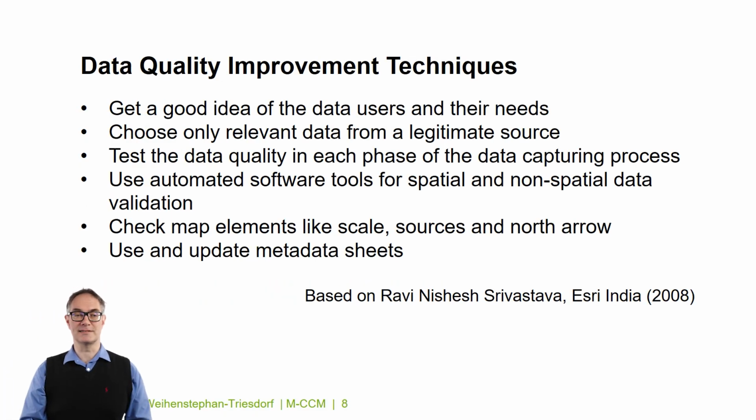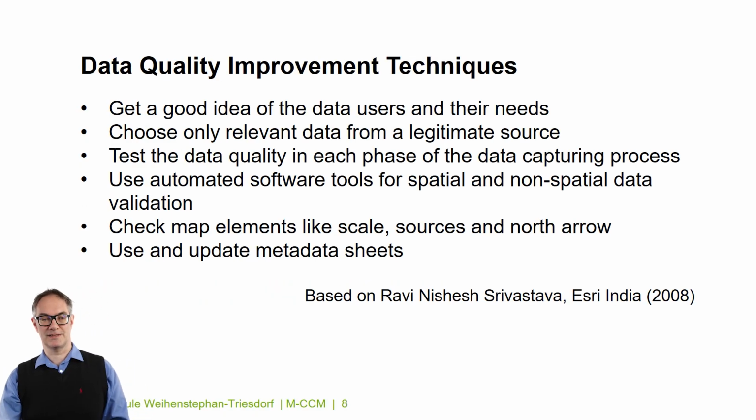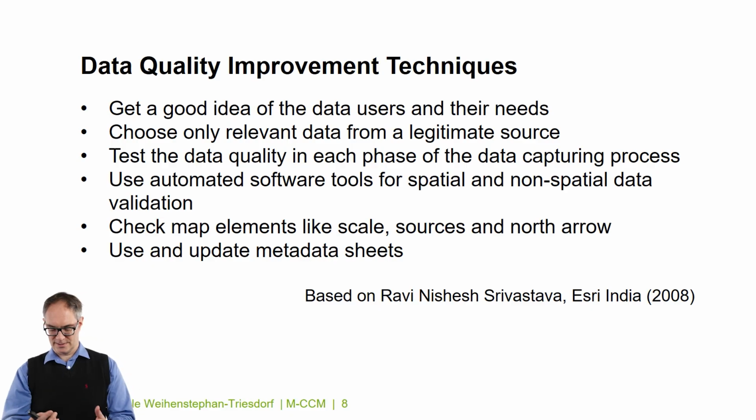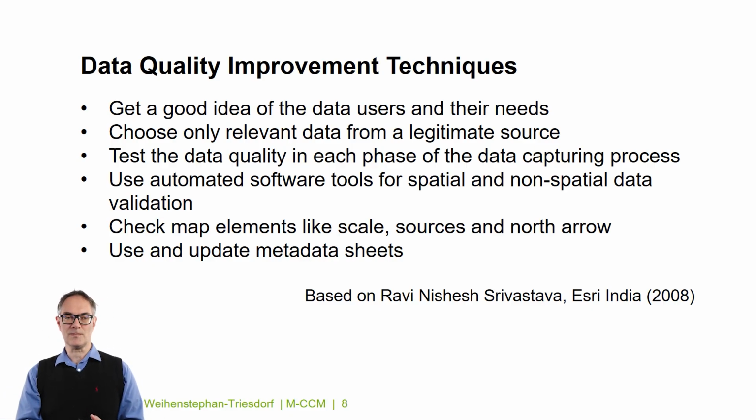Therefore, some advice on how to improve the data quality. Get a good idea what you and the data users need. Choose only the relevant data. Test the data quality. Is it really coherent? Is it up to date? If possible, use automated tools instead of too much manual editing, because that is usually preventing little mistakes. Check your map and the presentation, and use metadata.